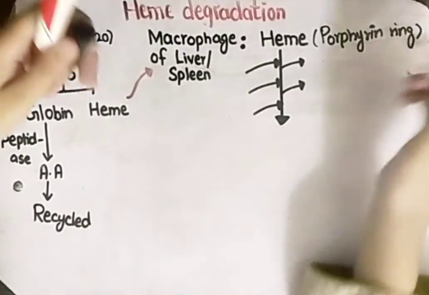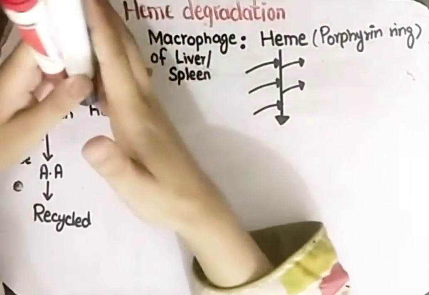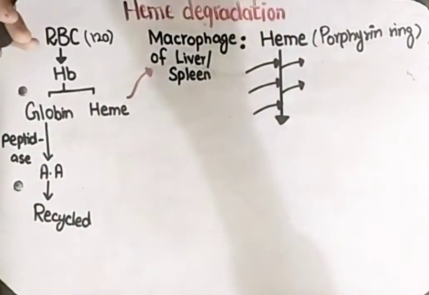So the first step is the unwinding of this porphyrin ring. This porphyrin ring is converted into a linear structure. I'll name that linear structure later.